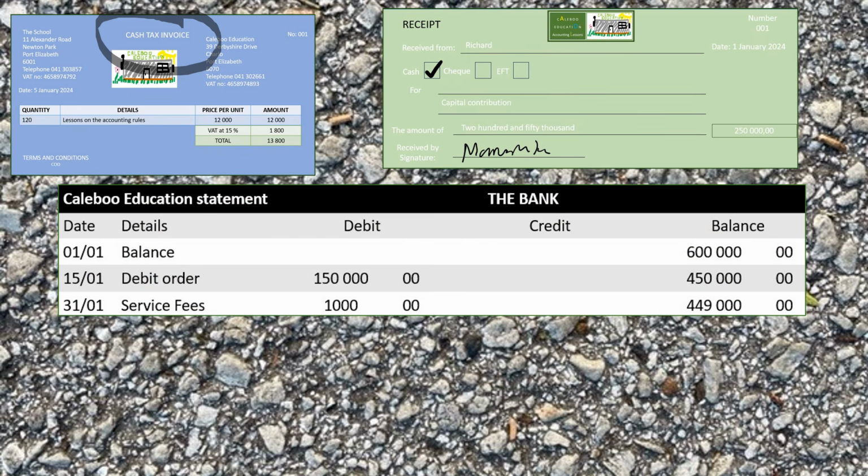We can also get information off the bank statement. This is an extract of a bank statement sent to Calibu Education. We are doing the books for Calibu Education, and if there was an entry from the bank, for example interest on current account, in this credit column, that would increase our bank balance, and the transaction would have to be recorded in the cash receipts journal.